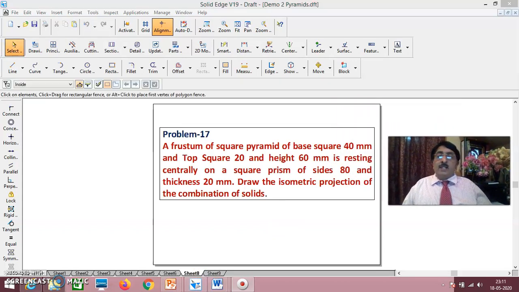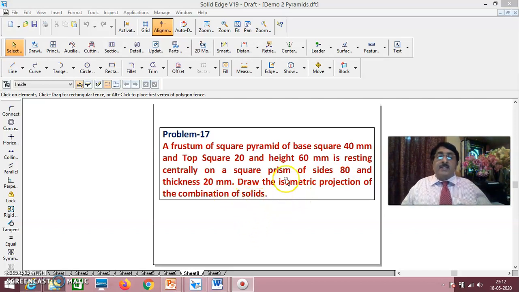See here, there is one problem that we have discussed in my different sessions. That is problem number 17. Same problem I have taken. Now I'll show you how to do it using Solid Edge. Now there is a frustum of a square pyramid. Base square 40, top square 20 and height 60 is resting centrally on a square prism of sides 80 and thickness 20. Okay, that means the base solid is a square prism of sides 80 and thickness 20. That means first we'll concentrate on the base solid first.